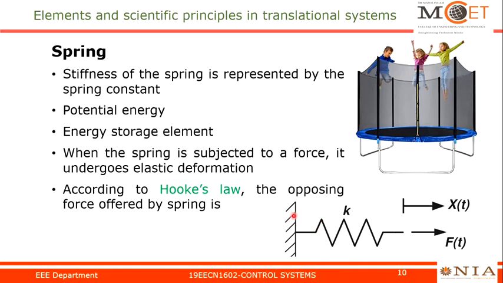This is the representation of spring. We use K, and x of t is the displacement, f of t is the force applied. So that the Fk of t, the opposing force offered by the spring, which is derived from Hooke's law, is equal to k into x. K is the spring constant. X is the displacement.